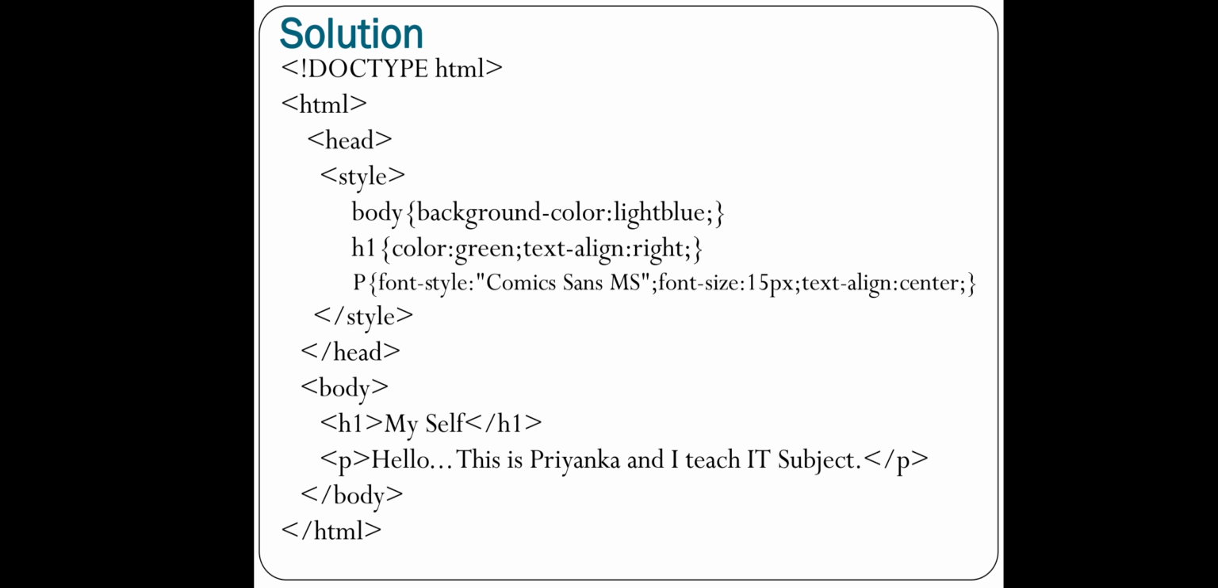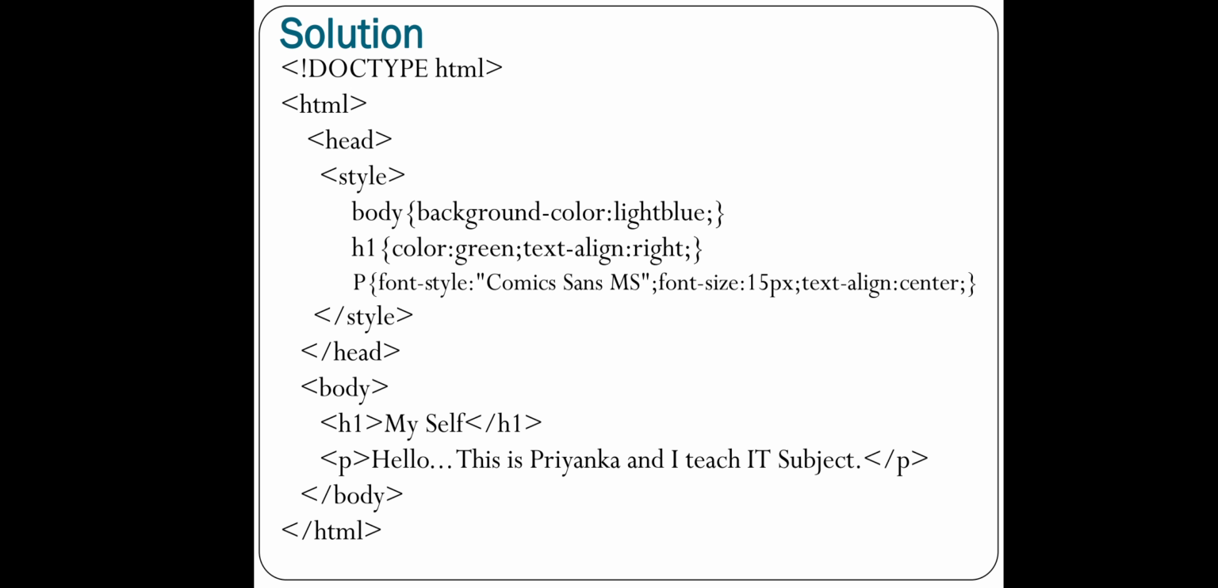For this P tag they had given 3 conditions. What? That the font style should be Comic Sans MS. Now you can see in the font style value I have used double quotes. Why? Because I have already told earlier that if there is more than one word as a value, you had better enclose it in double inverted commas, so that it will not give us an error. Right? Then the next property is used, what?